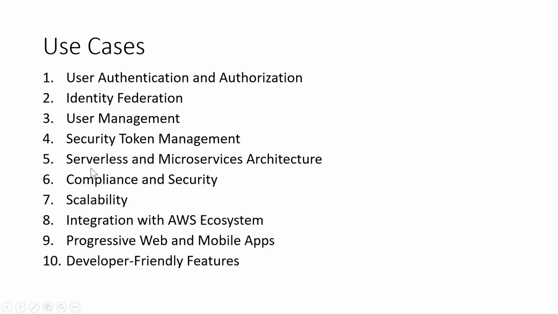The fifth thing is serverless and microservices architecture. So it serves as the authentication layer for serverless applications built with AWS Lambda, API Gateway, or other AWS services. So it works as a centralized identity store for the microservices architecture.